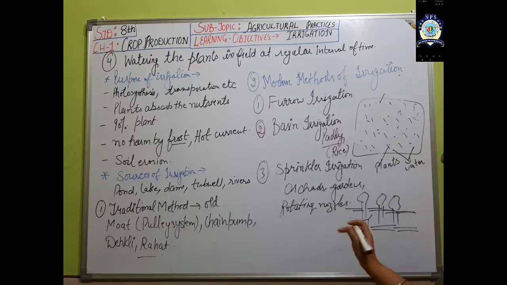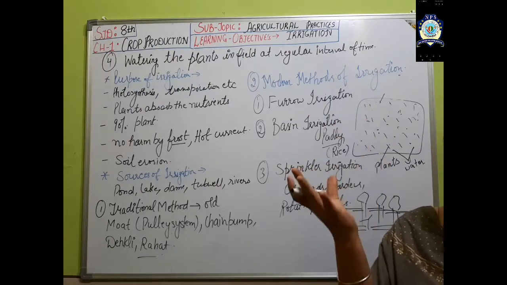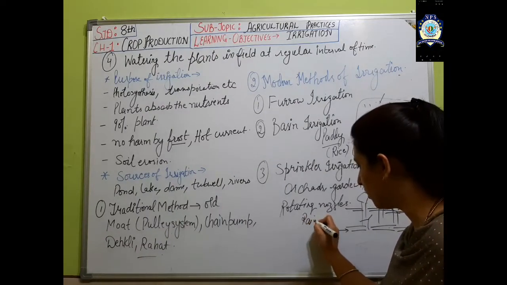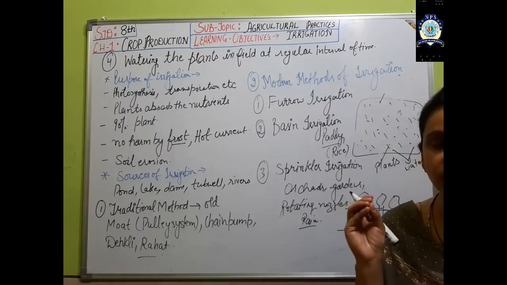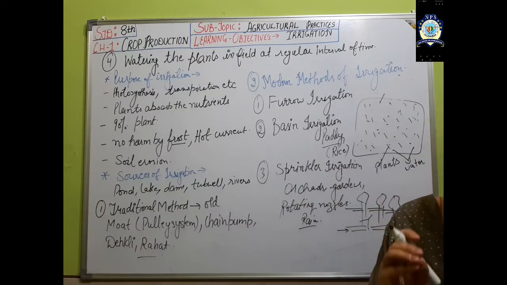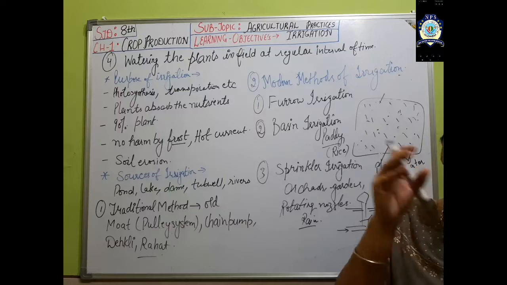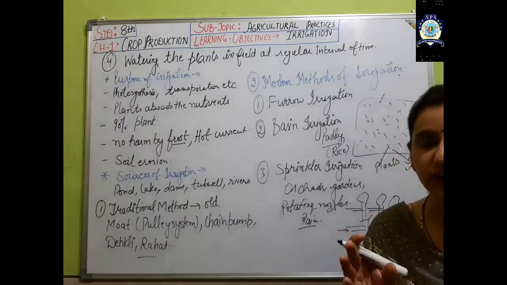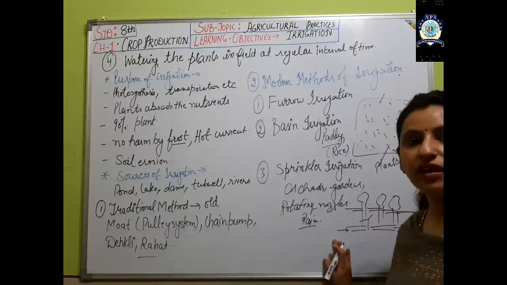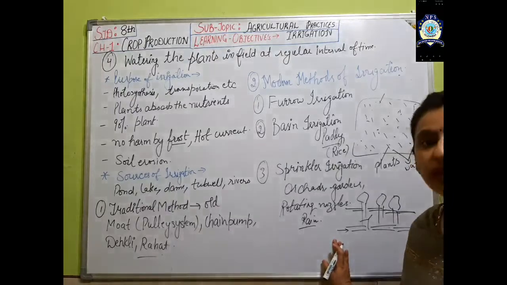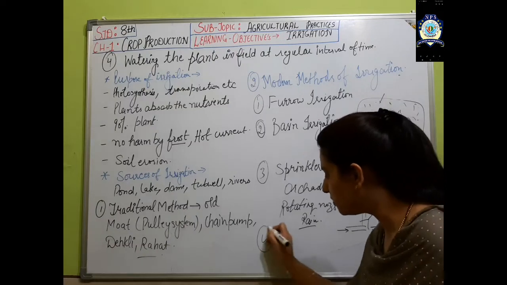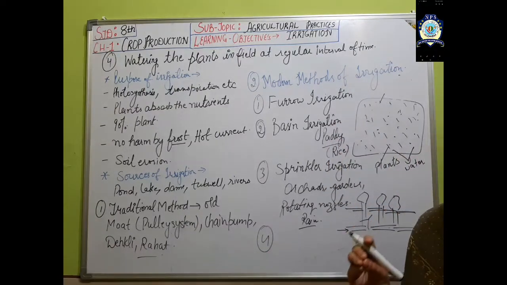These rotating nozzles are rotating out, and they are sprinkling water just like the rain is going on. So every drop of water falls on the plant like raindrops fall at the time of the rain, okay. So this is also a very good method, and it is normally practiced nowadays in many regions of our country, okay.